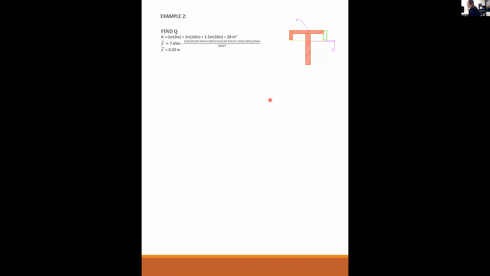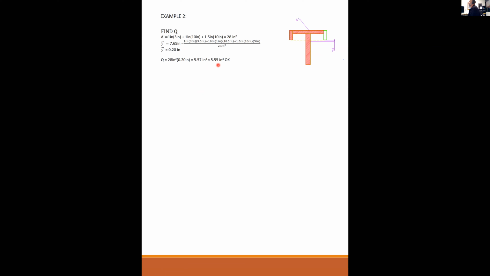Did I have a question? Okay. So that's what I'm showing right here. Y bar prime is this little sliver between the center of gravity of the red and the center of gravity of the whole thing. So Q is equal to the whole area times y bar prime, 28 inches squared times 0.2, 5.57 inches cubed, which is very close to 5.55 inches cubed, accountable to round-off error.